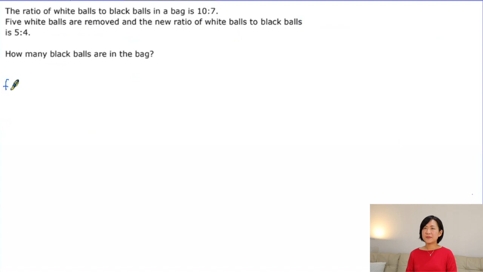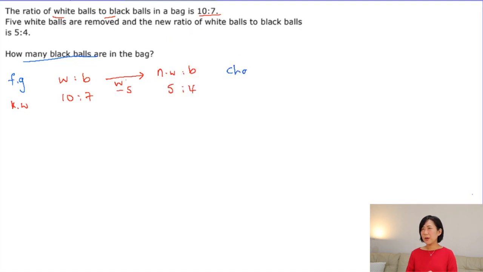Now, as always, let's begin with finding our final goal. So you need to find out how many black balls are in the bag. Then let's see our keywords. We can see the ratio of white ball to black ball is 10:7. Then you remove five white balls from the bag, and we get a new ratio. New white ball to black ball is 5:4. This is the information we have.